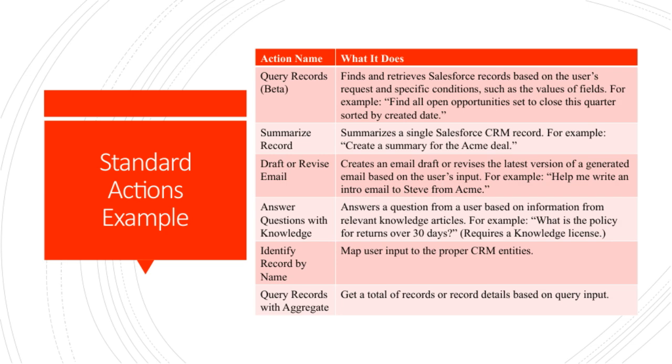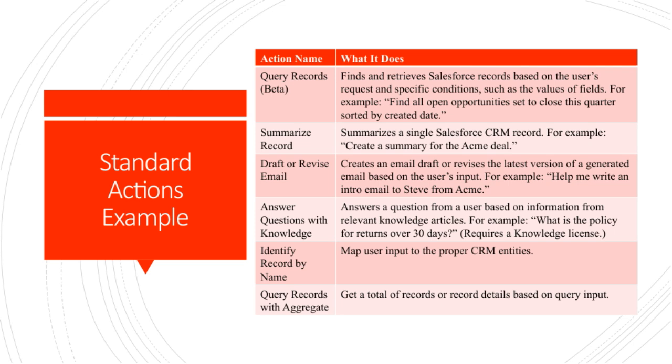Imagine you want a quick overview of the Acme deal. This feature can generate that summary for you instantly, saving you time and helping you stay informed. Then there's draft or revise email. This helps you create a new email draft or update the latest version of an email based on your input.